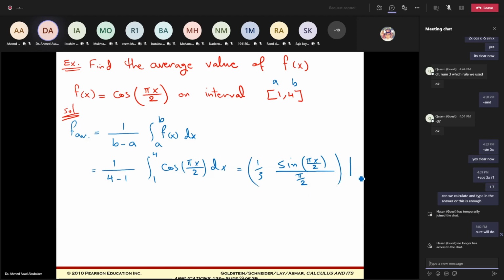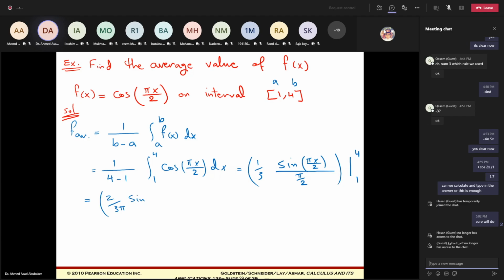Okay, now we need to substitute 1 and 4. Substitute 4: 1 over 3 divided by pi over 2 gives 2 over 3 pi, times sine, substituting 4, pi multiplied by 4 over 2. Minus 2 over 3 pi also, multiplied by sine, substitute 1, pi over 2.